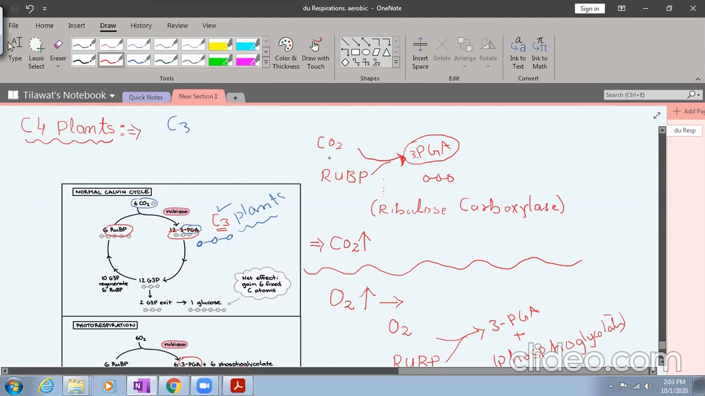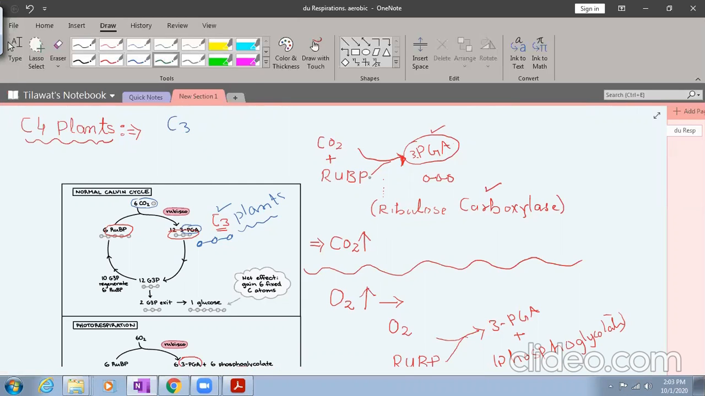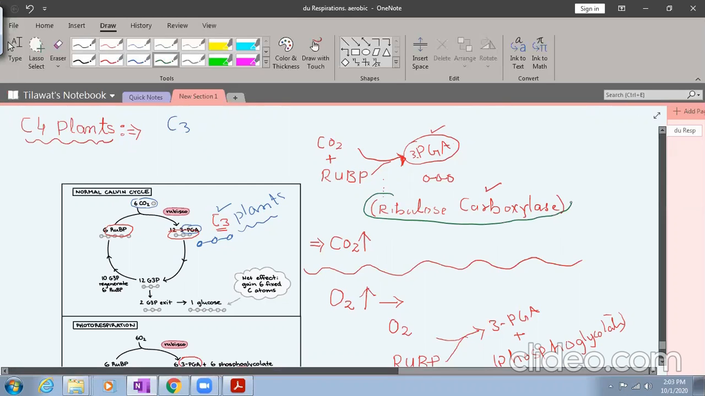Now come toward this. In the dark reaction of photosynthesis, we discussed that carbon dioxide combines with RuBP, ribulose bisphosphate, and forms phosphoglycerate, a 3 carbon molecule, right? In the presence of which enzyme? Ribulose carboxylase. This ribulose carboxylase enzyme actually fixes carbon dioxide when there is a higher carbon dioxide concentration. That will fix it and convert it to phosphoglycerate.